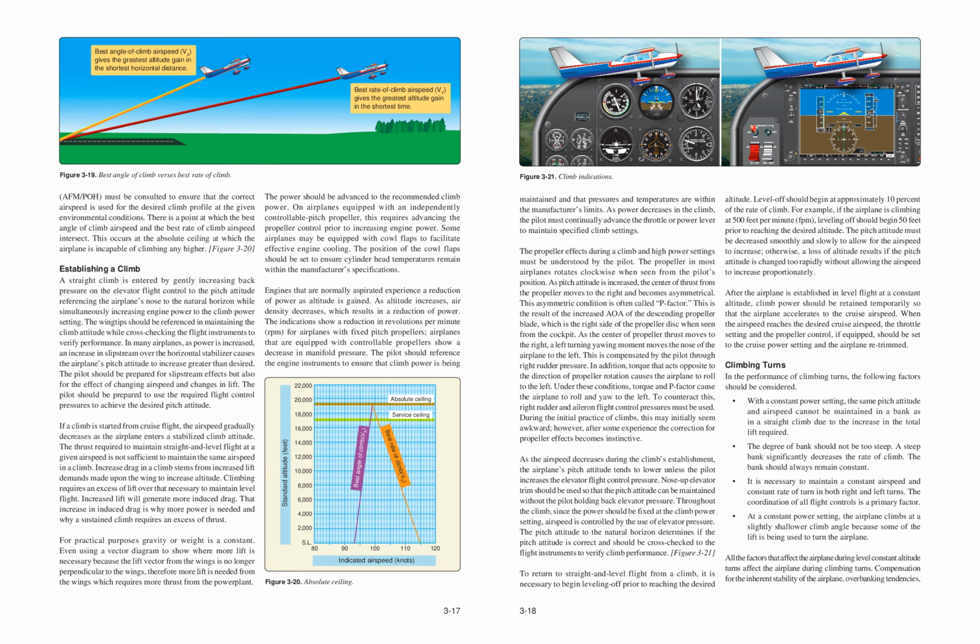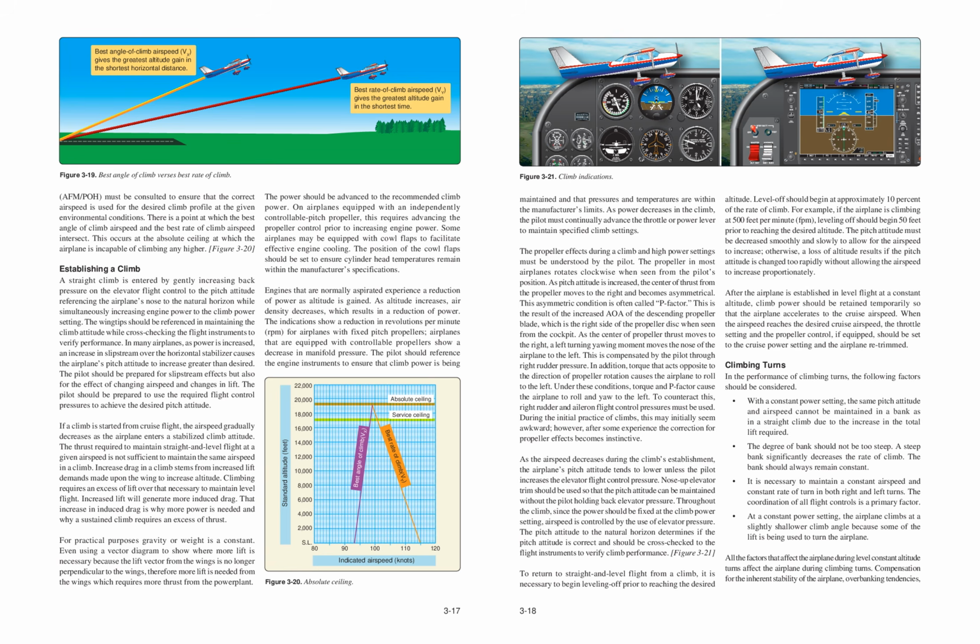This is the result of the increased AOA of the descending propeller blade, which is the right side of the propeller disc when seen from the cockpit. As the center of propeller thrust moves to the right, a left-turning yawing moment moves the nose of the airplane to the left. This is compensated by the pilot through right rudder pressure. In addition, torque that acts opposite to the direction of propeller rotation causes the airplane to roll to the left. Under these conditions, torque and P-factor cause the airplane to roll and yaw to the left. To counteract this, right rudder and aileron flight control pressures must be used.